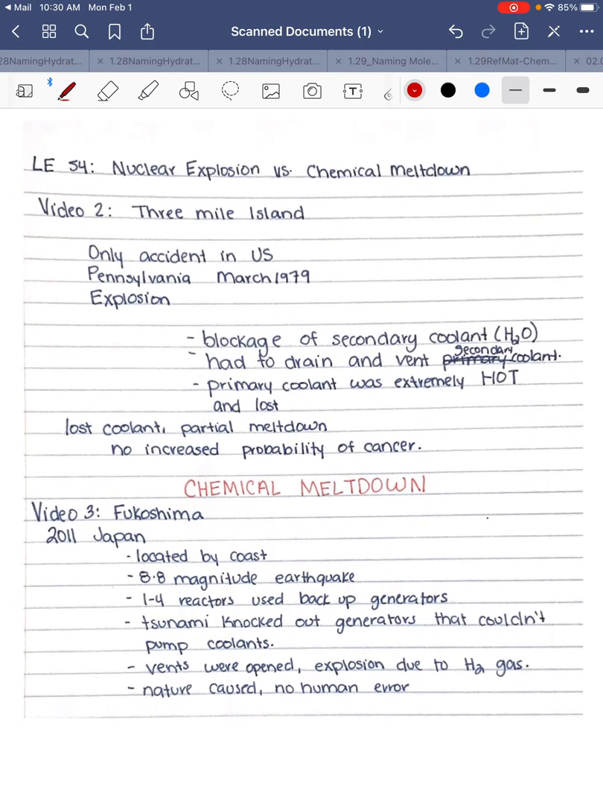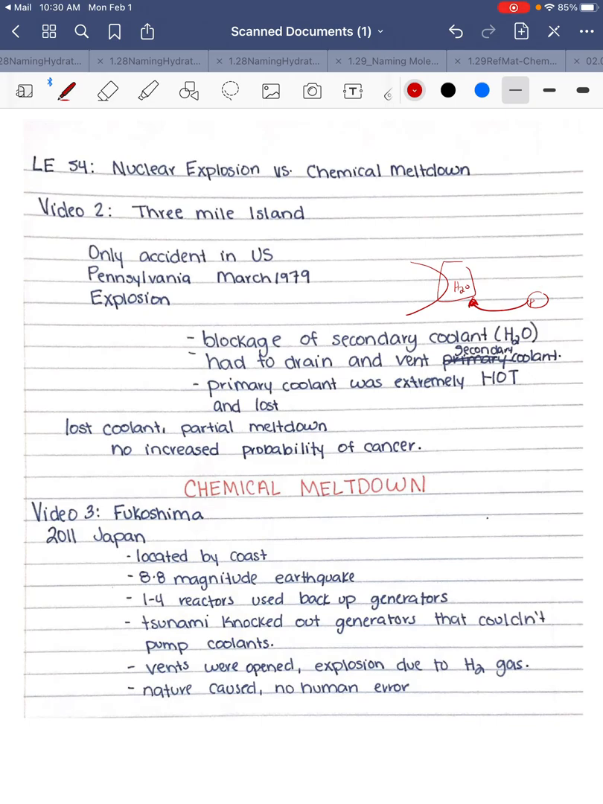The next one we have is 3 Mile Island. 3 Mile Island is the only nuclear accident that has happened in the US. It happened in Pennsylvania, that's where it was located, in March of 1979. So there was an explosion. What happened here is there was a blockage, guys. We have our secondary where our primary coolant is going. Here we have water. And here you have your pool. The pool is supposed to send water, and here your condenser, right?